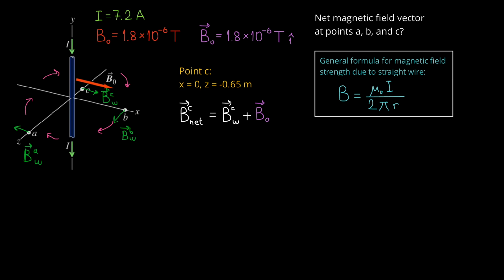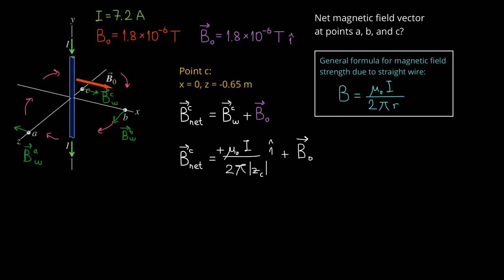Now, if you look at the picture, we have already determined that the magnetic field vector created by the wire points in the positive x direction. So B sub 0 and B sub W will be just added up. And to find the magnitude of the magnetic field created by the wire, again, we will apply the same formula, the magnetic field strength due to a straight wire. The only difference will be the distance. Now, the distance between the wire and point C is 0.65 meters. That's the absolute value of the z coordinate of point C. So let's put all that together.